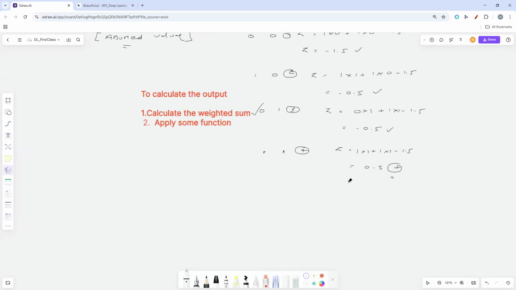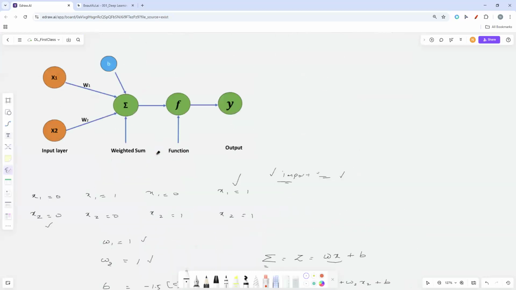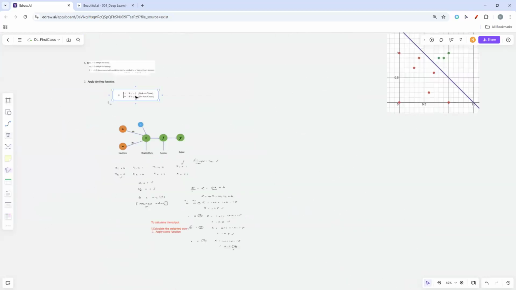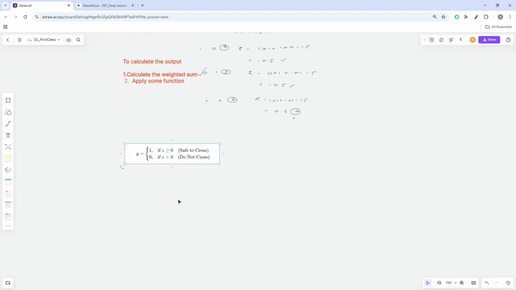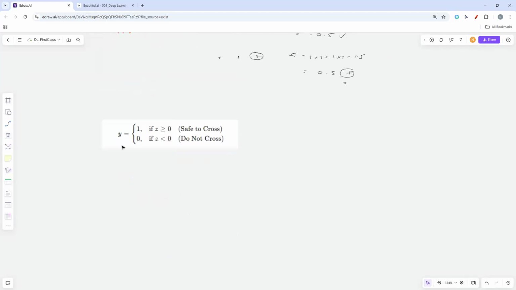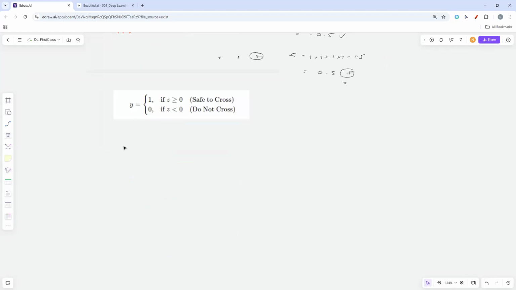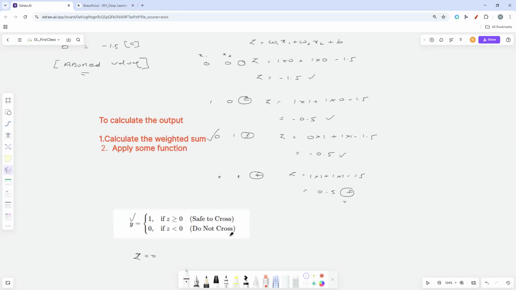The next step is that we'll have to apply some kind of function on whatever weighted sum we get. For that, I am taking up one kind of step function. Our aim is to calculate the output. Our machine's aim is to calculate the output, right? So if the z value is less than 0, your output y equals 0.